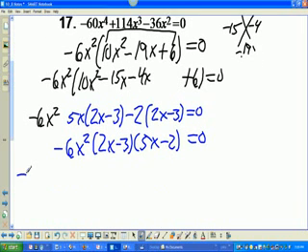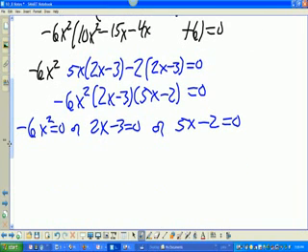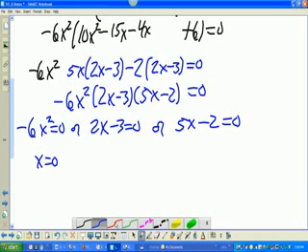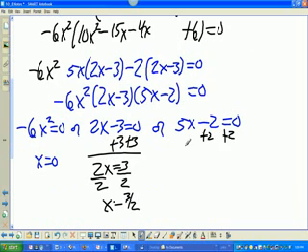So in the first case, I get negative 6x squared equals 0, or 2x minus 3 equals 0, or 5x minus 2 equals 0. And then in the first case, x equals 0. In the second case, if you can't use mental math, we'll go through it real quick. I'm going to add 3 to both sides. So 2x equals 3, divide both sides by 2. X equals 3 halves.